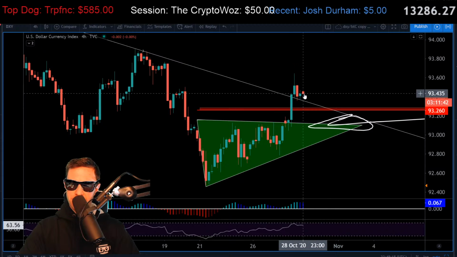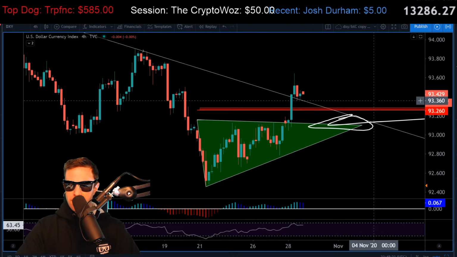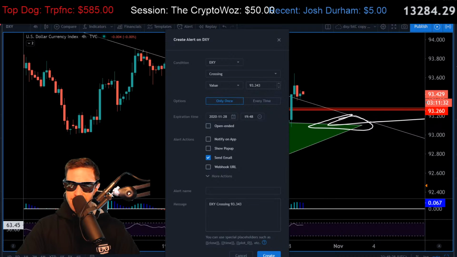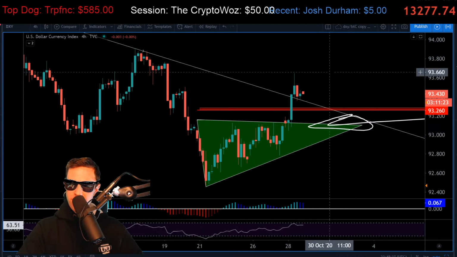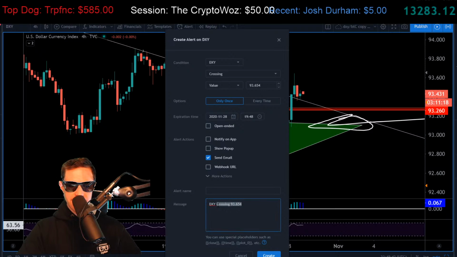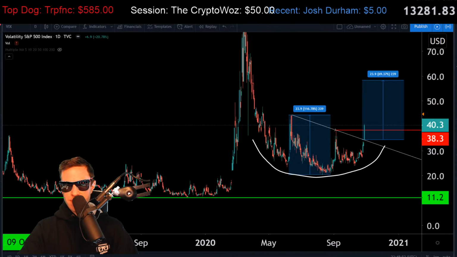Dollar open again. Filled its tiny little 4-hour gap. You know what? An alert here on the dollar is gonna be a good move. I'm gonna place mine at 93.343 to let me know if it falls back into that wedge or falls back below its descending resistance trend line. And I'm gonna place another alert at 93.654, letting me know that yesterday's high has been retaken.